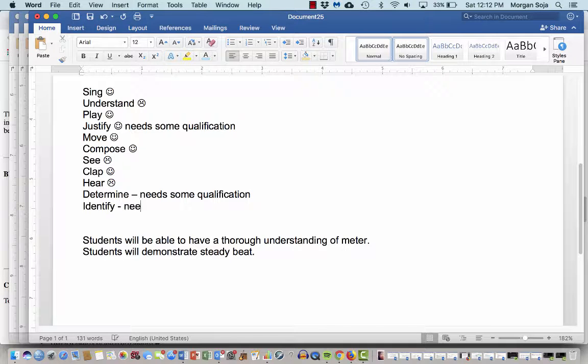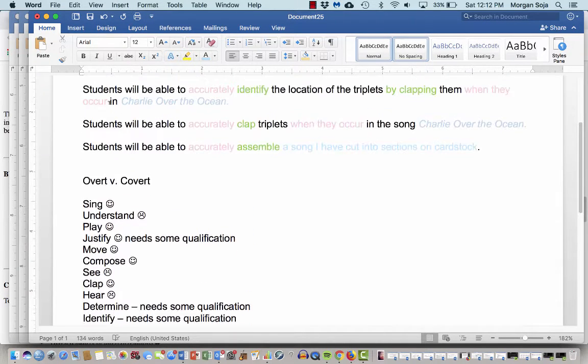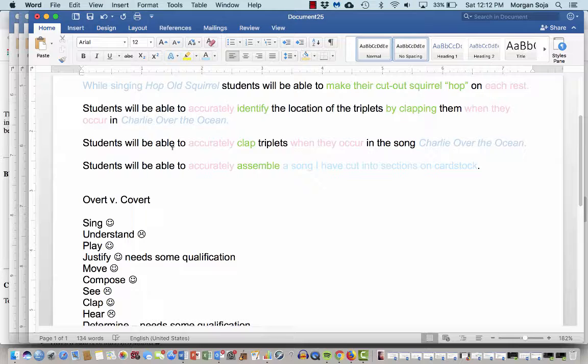By the same token, identify is the same thing. They can identify, but how are they going to identify? Well, they're going to identify by clapping. This is an okay objective. I'm not angry at it. If you turn that into me, I'm going to go, okay, I understand what they mean because they've been clear.